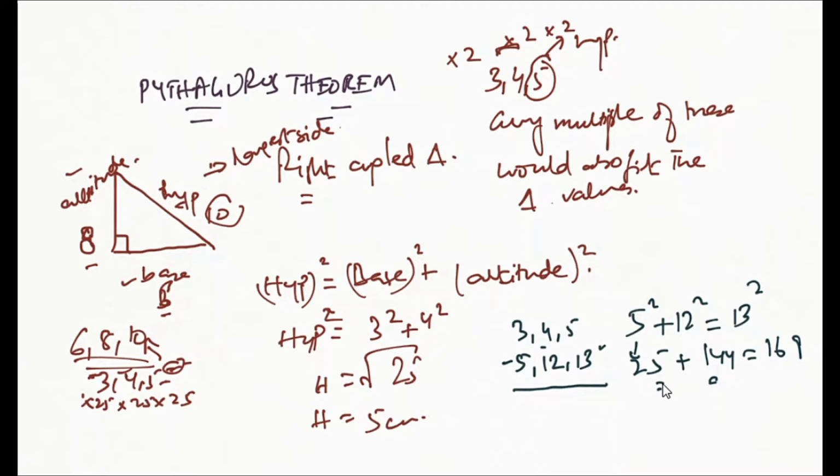Now another one could be, if I am saying that one value is 8, the other is 15, what would be the hypotenuse? So how would you find it out? I would say 8 square plus 15 square is equal to x square, and 8 square is 64, this is 225, this is equal to x square, and I am taking it on the next page so that it's visible for everyone. So 64 plus 225 is equivalent to 289, and this is equal to x square. So the root of this, what would it be?